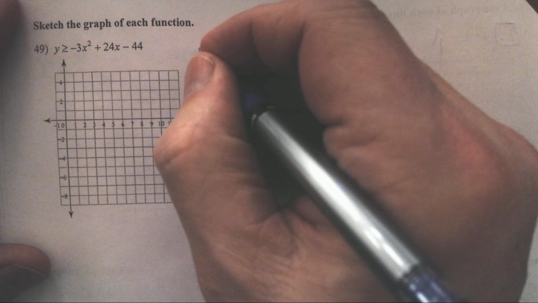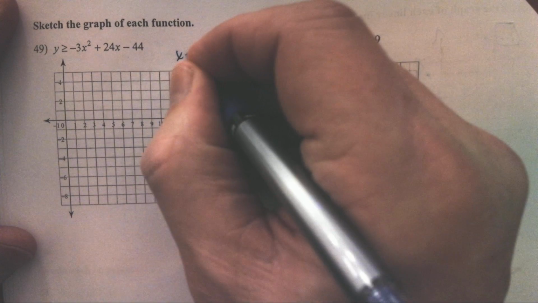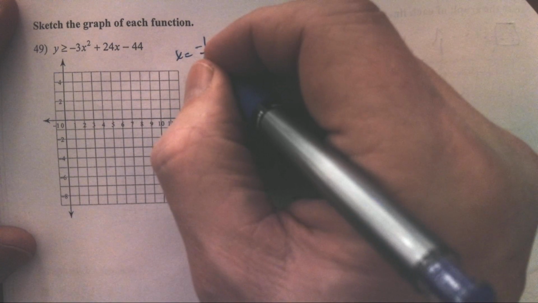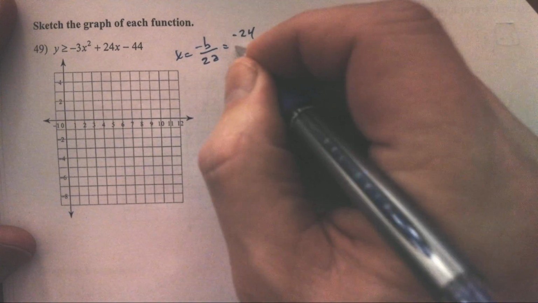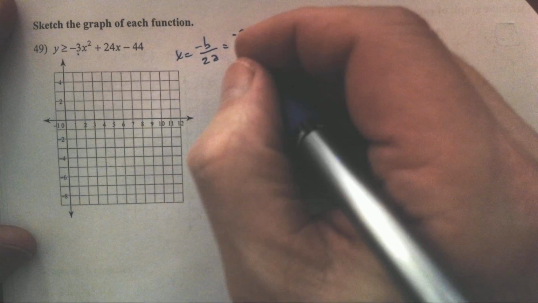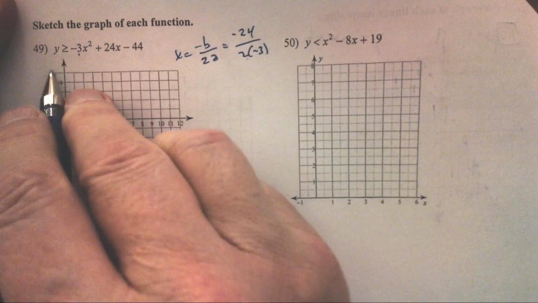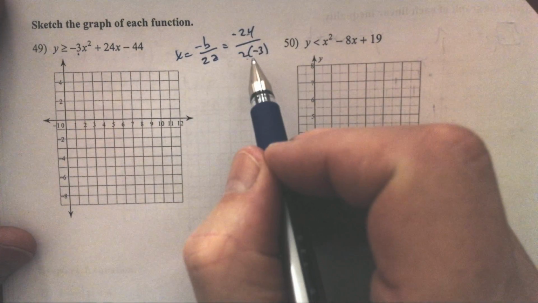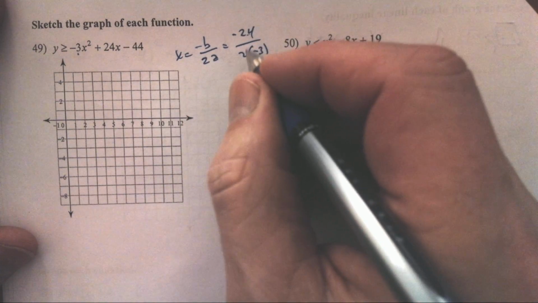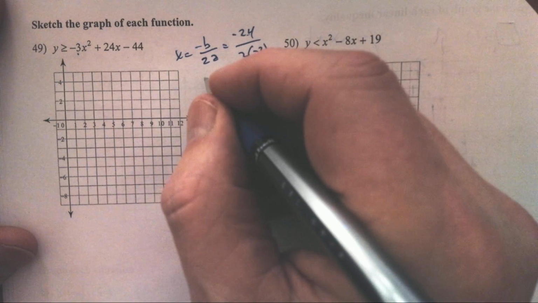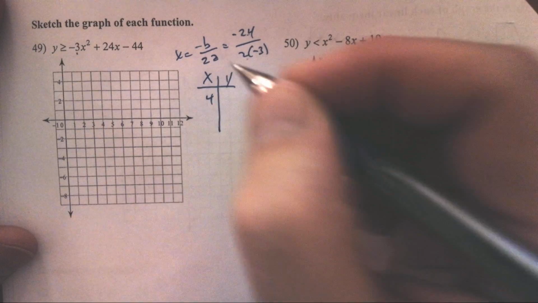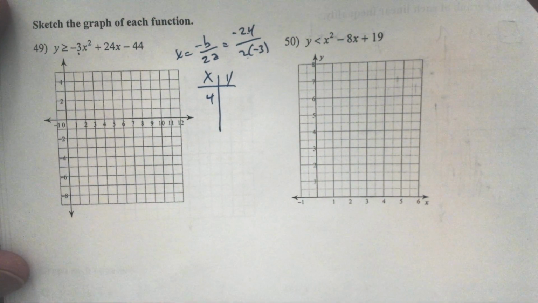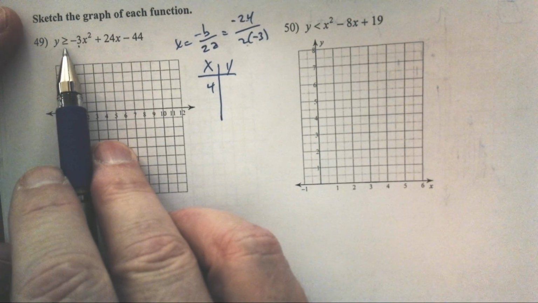But I'm going to start this one out by looking at when x is equal to negative b on 2a, or negative 24 on 2 times negative 3. That's negative 24 on negative 6. That is 4 again. So I'm going to build my t-chart around 4.